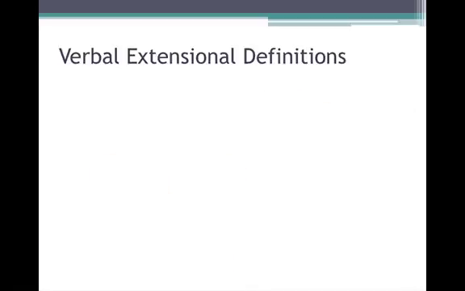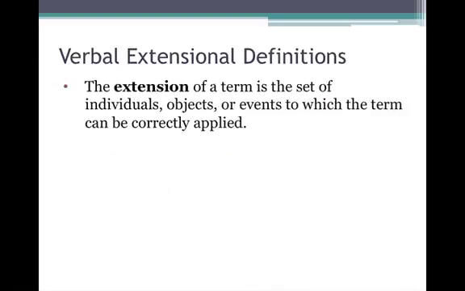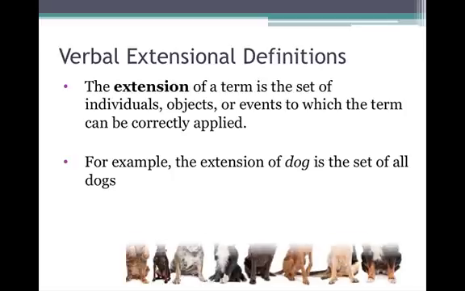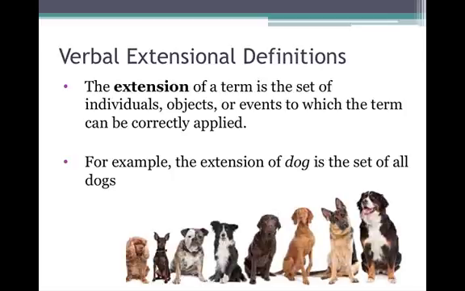There are also verbal extensional definitions. Let's take a step back for a second, though, and define what we mean by the extension of a term. The extension of a term is the set of individuals, objects, or events to which the term can be correctly applied. For example, the extension of dog is the set of all dogs.